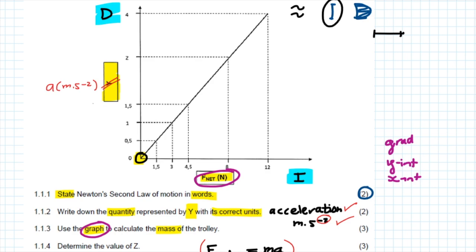But what does this gradient represent? Well, in mathematics, we say that the gradient is equal to the change in the y values divided by the change in the x values.